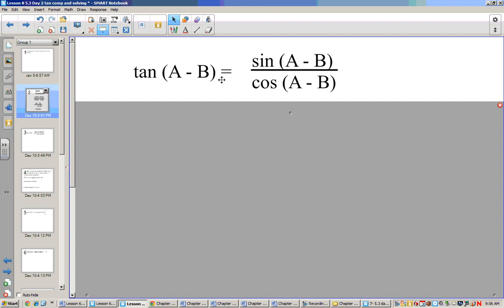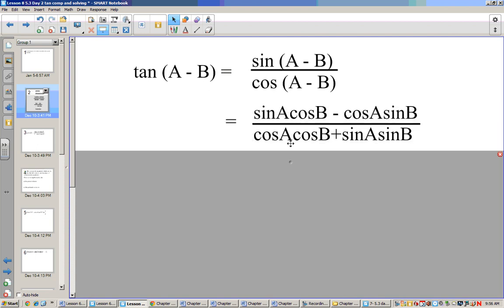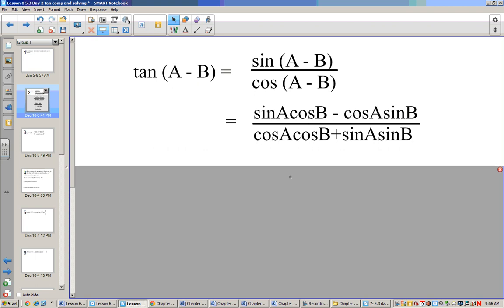If I take tangent of a minus b, hopefully everybody knows that tangent is sine over cosine, so that step should be pretty easy. And if we expand sine on top, sine A cosine B minus cosine A sine B, and we expand the bottom using the composite argument properties for each of those.